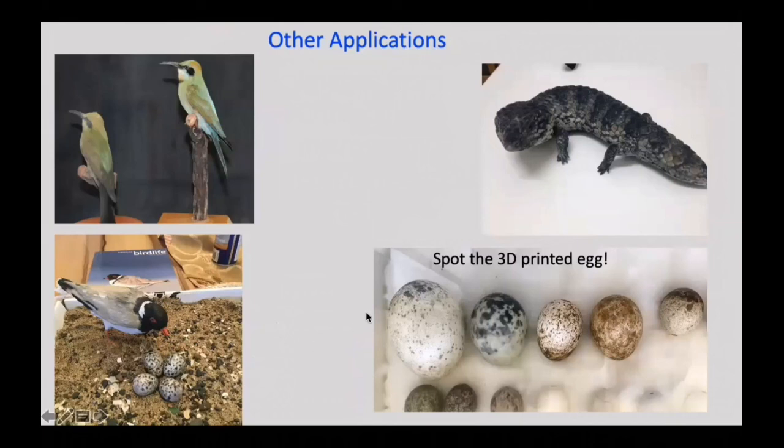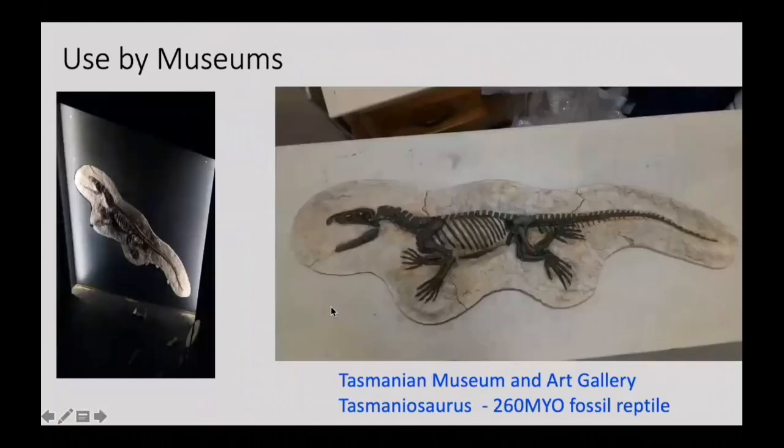And I used to be a bird egg collector when I was a young boy, and I have some antique egg collections, and one of these is a 3D print, and it's an osprey. It's this egg here. So you can see the potential is enormous, and we recently got asked to 3D print a copy of this beast here, the Tasmaniosaurus, which is a 260 million year old fossil reptile. It's not a dinosaur, I've been told. And that's on display in the museum in Hobart. So huge potential for archiving biological specimens in museums and collections. And I think that some of the museums around the world have started to do that.